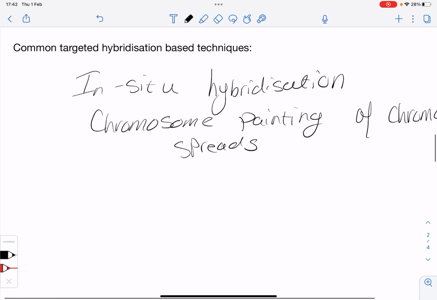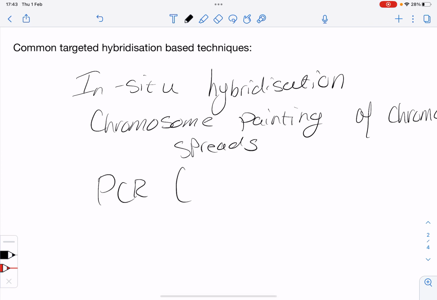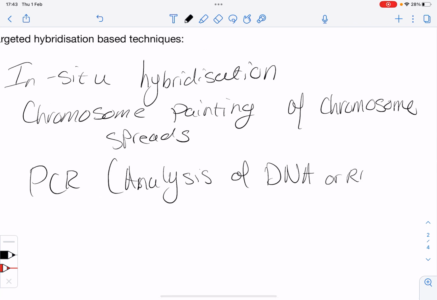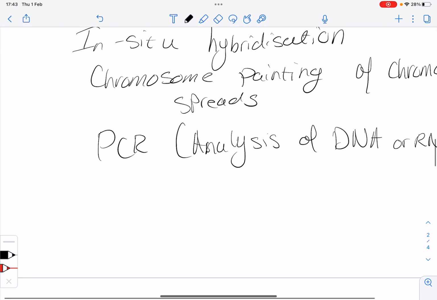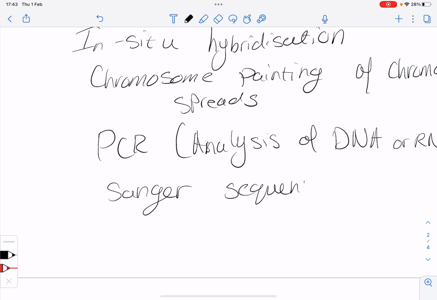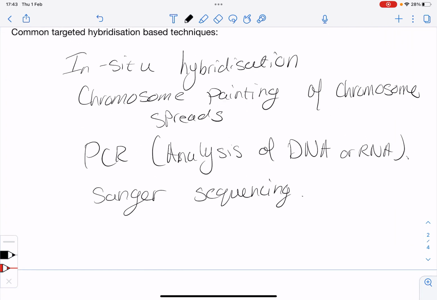Analysis of mRNA or DNA by PCR. So PCR and then analysis of either DNA or RNA, and Sanger/dideoxy sequencing. So just for simple reference, we'll just put Sanger sequencing because we all know that. If not, there'll be a video coming out for Sanger sequencing specifically.